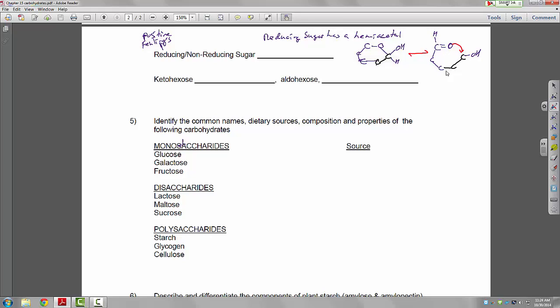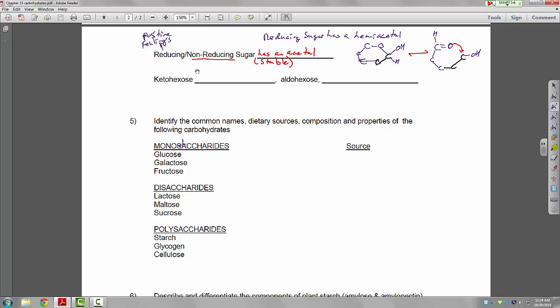So reducing, non-reducing sugar. Non-reducing sugar here has an acetal. And remember, when we first started talking about those guys, we said, well, they're stable, so it will not open up as a hemiacetal does, which means it does not reveal this aldehyde, which means it does not react with the copper in the Fehling's test, so it stays that blue color, it doesn't react.